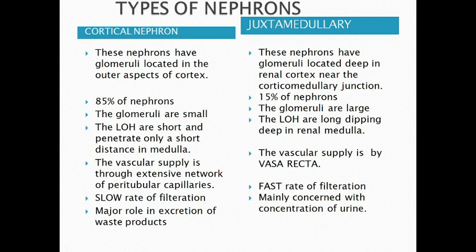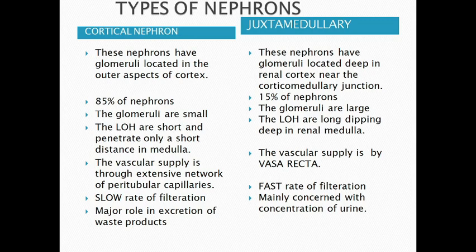The vascular supply of the cortical nephrons is through an extensive network of peritubular capillaries. So the renal tubule receives its vascular supply through a peritubular capillary network, whereas in the juxtamedullary nephrons, the vascular supply is highly extensive through the specialized vasa recta. So you have to remember that juxtamedullary nephrons have a supply of vasa recta.